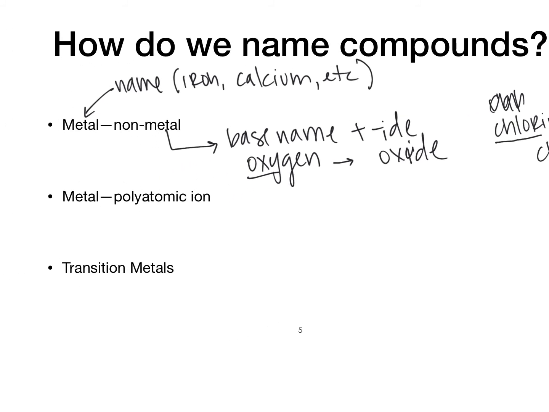So when we have a metal and a polyatomic ion, they both go by their names.